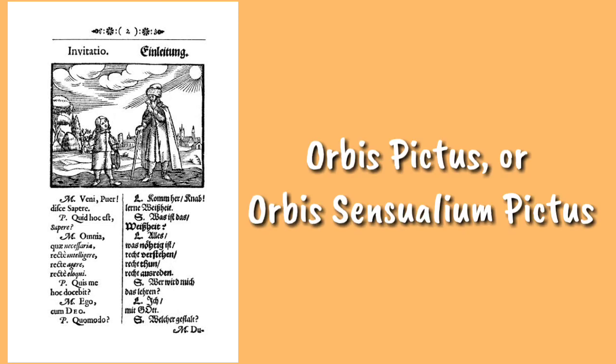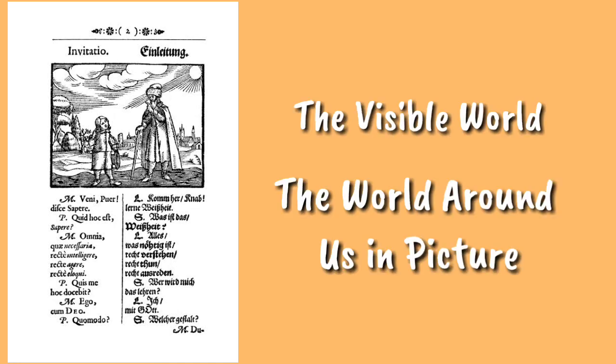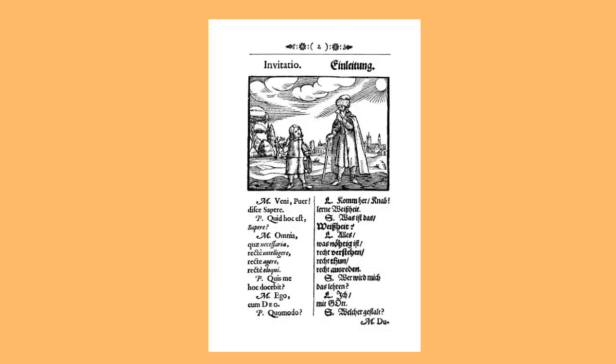Orbis Pictus or Orbis Sensualium Pictus, the Latin title translates to the visible world or the world around us in pictures. Each picture has two captions or descriptions accompanying it, one in Latin and one in the language of the country that it was published in. At the time Latin was commonly taught in schools, it was the language used by the monarchy and the clergy across much of Europe. It was also the language that the Bible was in.